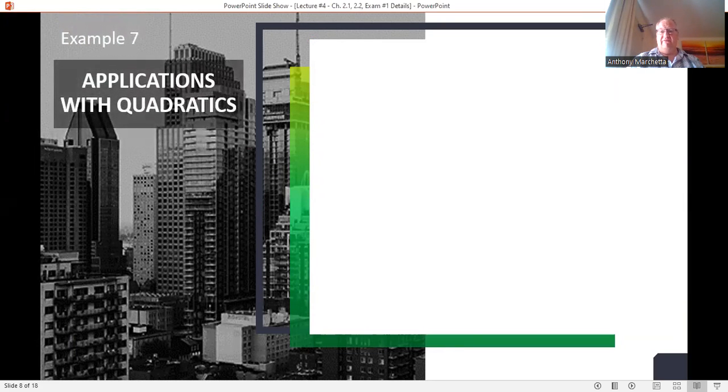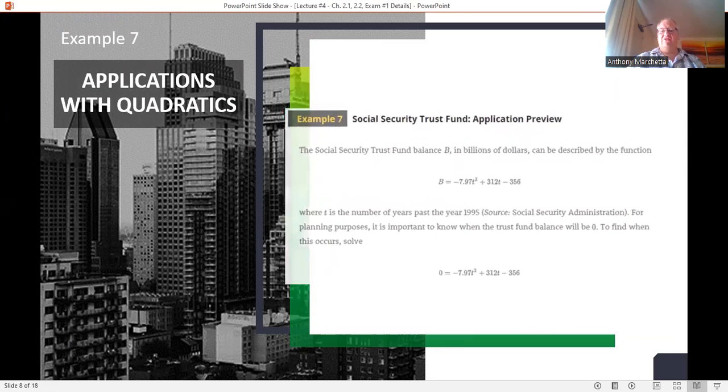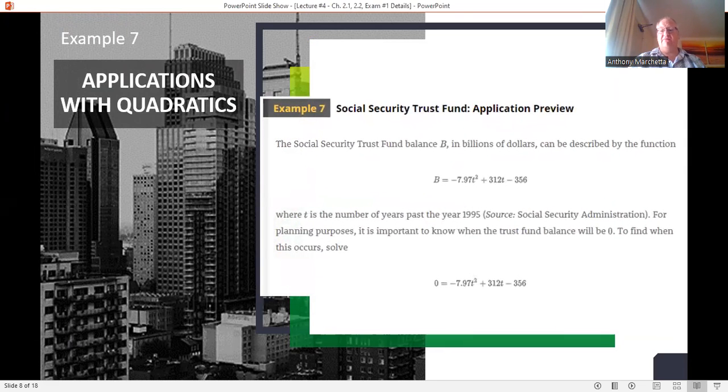Here we have an example of the Social Security Fund. The Social Security Fund trust balance, B, in billions of dollars can be shown using this function. T is the number of years past 1995. So for planning purposes, it's important to know when the trust fund balance will be 0. To find this, solve the equation you see below.